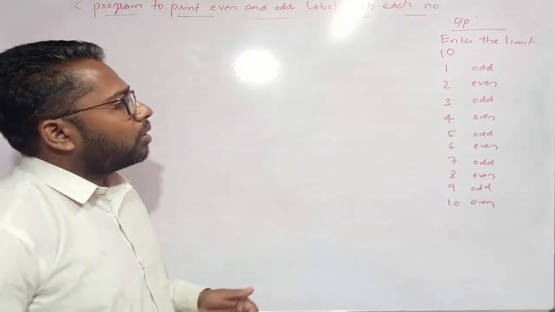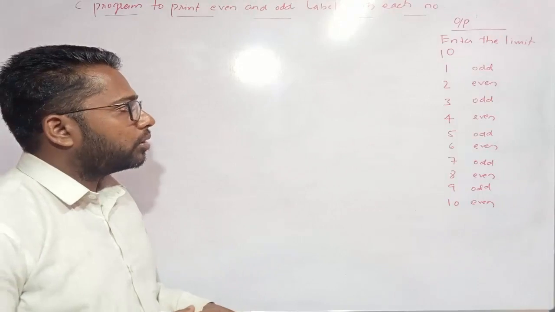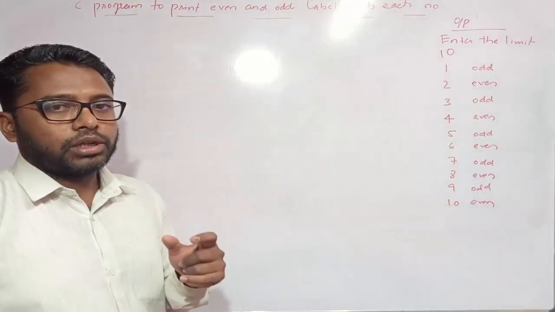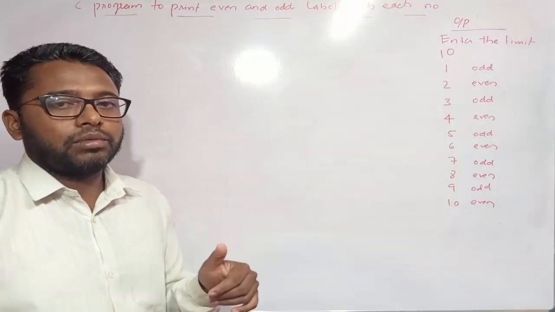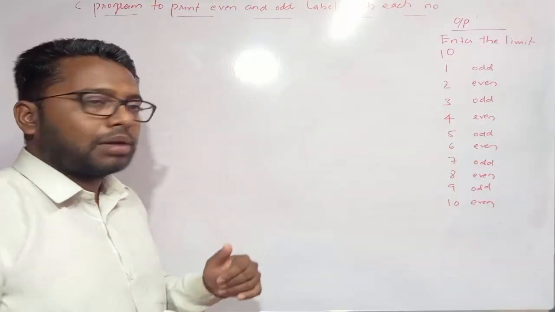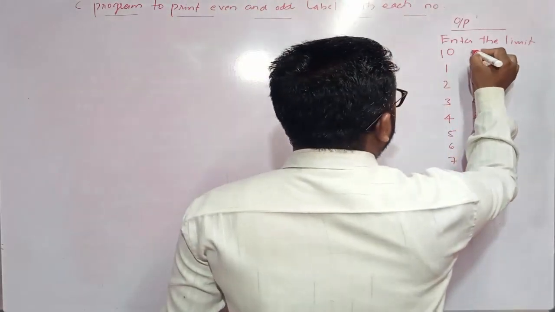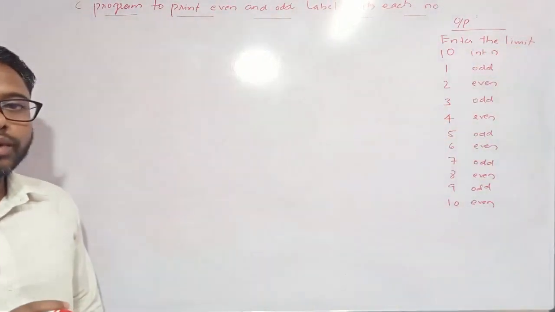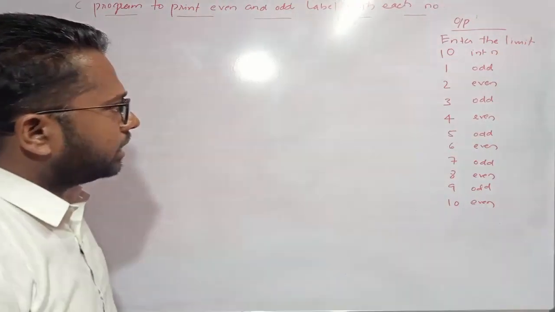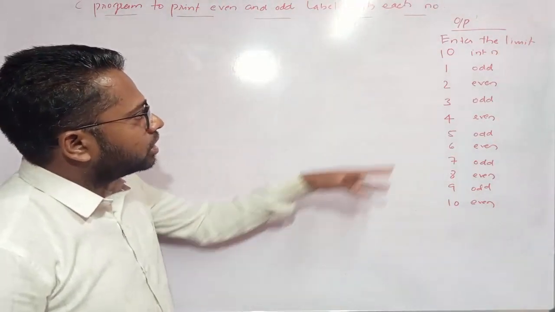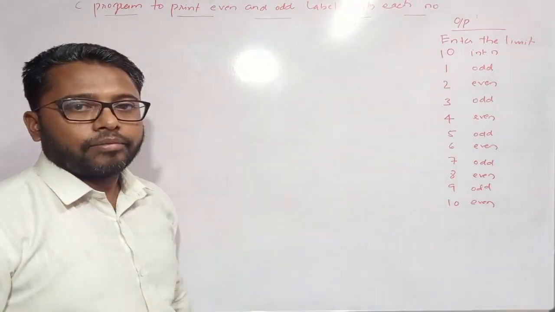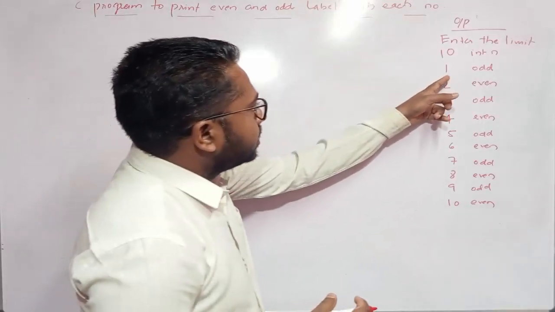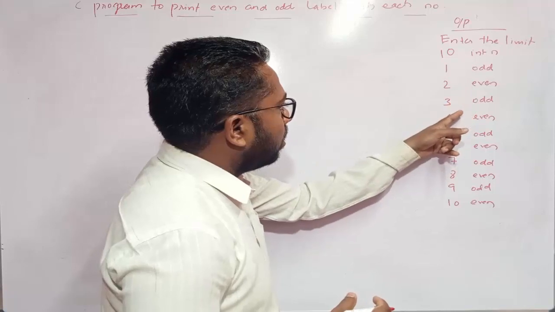Now how can I achieve this output? You can see I'm accepting a number or a limit from the user. That means I need to create a variable which will hold the value of 10 in my program. So I will consider this variable as n. Now n is going to store the value 10. You can see it's displaying numbers from 1 to 10, and with each and every number I'm displaying odd, even, odd, even.